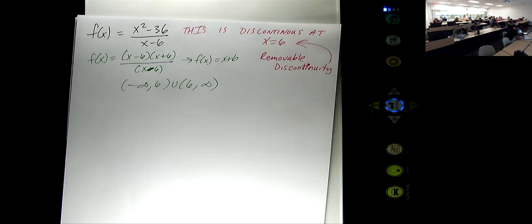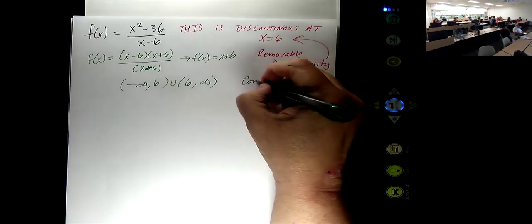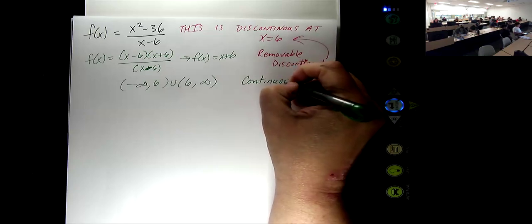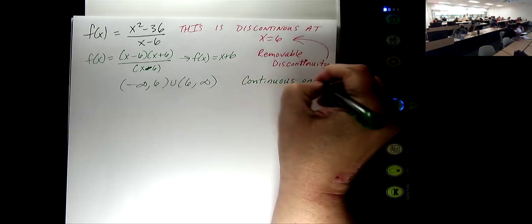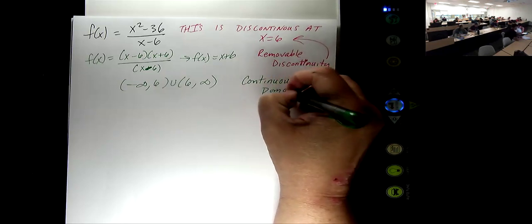And if you try to look at it on Desmos, it's going to look like a straight line. You have to literally put your cursor over the value x equals 6, and it'll say 6 comma undefined. But it doesn't matter how much you zoom in, it looks like a straight line. So sometimes tech won't help you. But that is its domain, so it is continuous on its domain. And since it's continuous on its domain, we call it a continuous function.